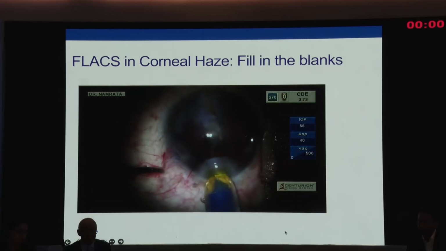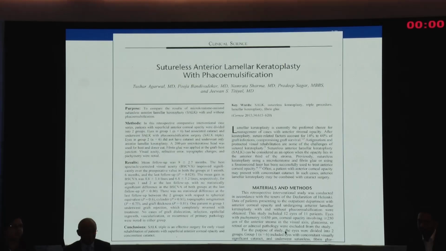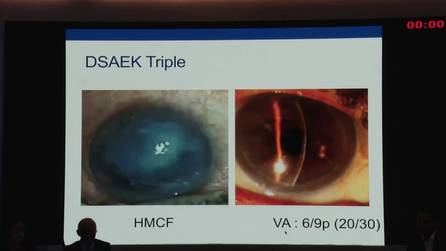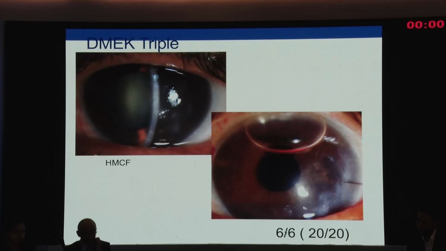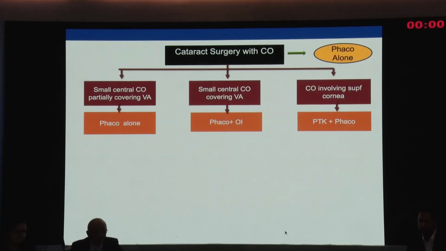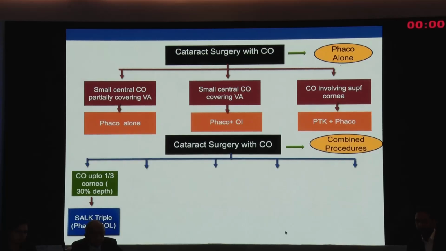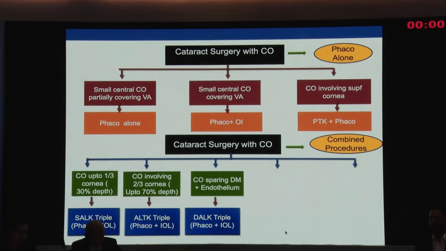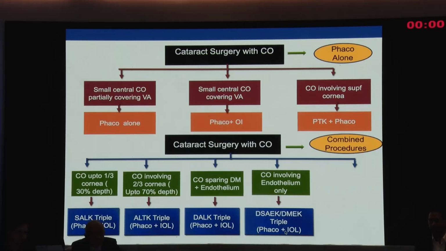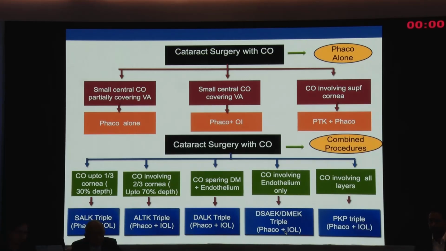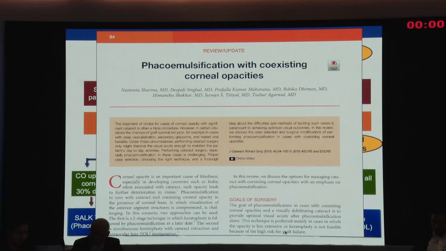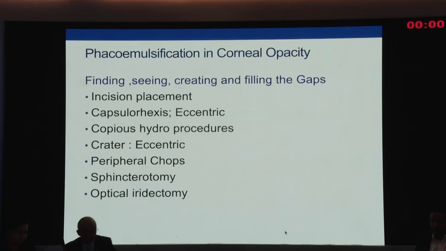Again, this paper is already accepted in JCRS to be published. This I will skip because this is beyond the control of the cataract surgeon alone and requires corneal transplantation. But the algorithm that we have come up with and published in JCRS as a review article: cataract surgery with corneal opacity, you can do phaco alone or with optical iridectomy or even PTK with phaco. And depending upon where the opacity is, if it is central, then SALK triple, ALTK triple, DALK triple, DSEK, DMEK triple or PKP triple, and this is published in JCRS as a review article.